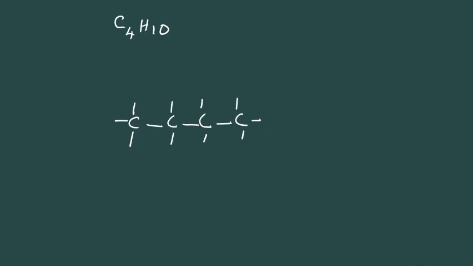Let's see. Carbon is in the 14th group, so 4 valence electrons. We have 4 carbon atoms, so 4 times 4, 16. And hydrogen is in the first group, so 1 valence electron, and we have 10 of them, so total 10 for hydrogen. So when you add these two, we will have 26. So how many pairs will be there? 13 pairs of electrons will be there. So that is the starting point of drawing a Lewis dot structure.